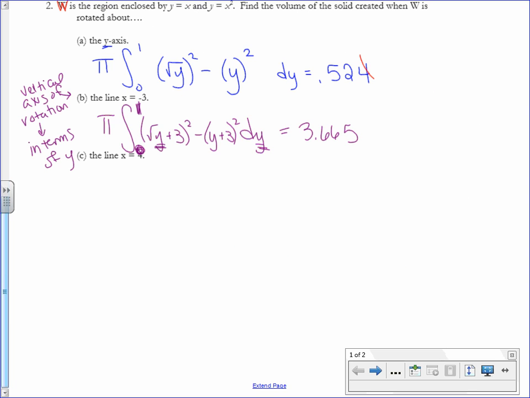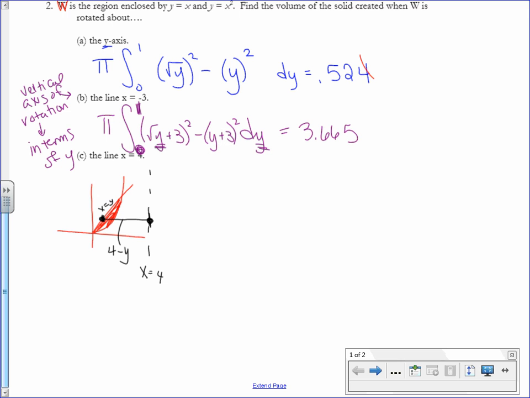So if we come down here, very last one, around x equals 4. So here's the two curves again. I'm going to take that region and spin it around x equals 4, which is to the right. So the length of my outer radius goes from 4 back to the line x equals y. So this distance is going to be 4 minus y. Notice I'm still doing right minus left.